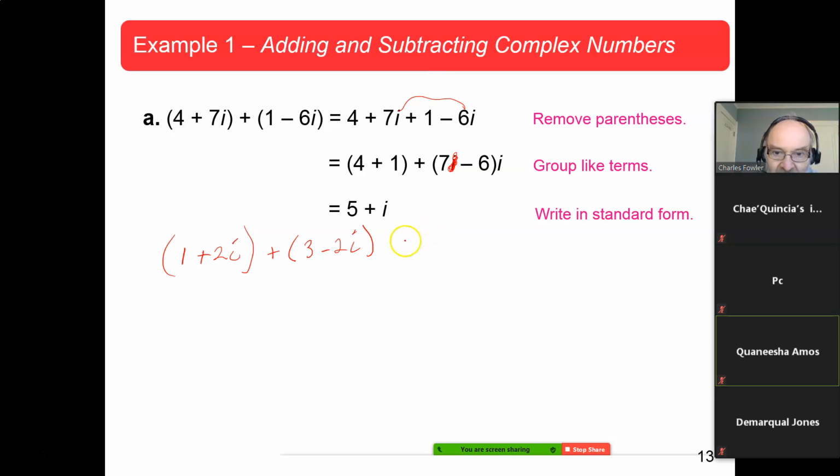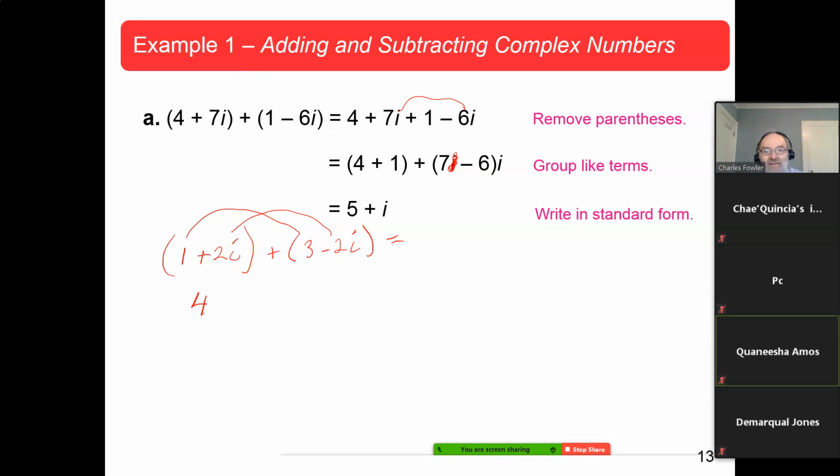Okay? Now, they write it without parentheses. I don't know why. I would just add like terms. Okay? 1 plus 3 is 4. 2i minus 2i is 0. There's your answer, 4. Done.